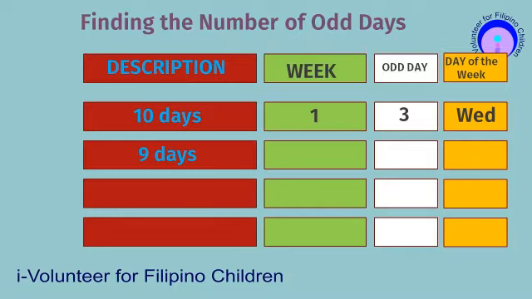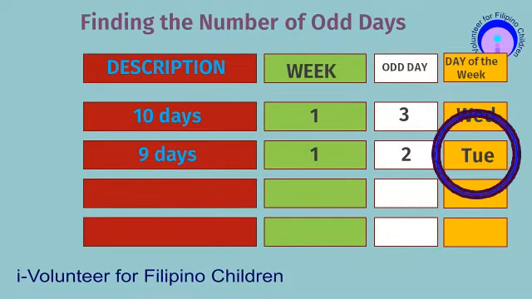Let's take a look with 9 days. 9 divided by 7 is equal to 1 with a remainder 2. Odd day 2 corresponds with Tuesday.